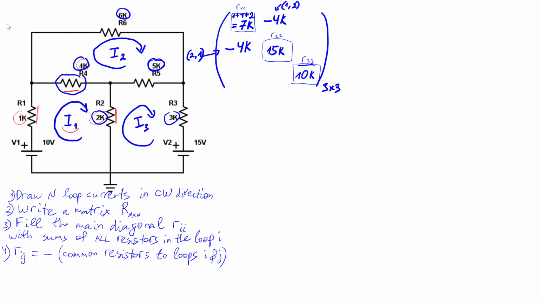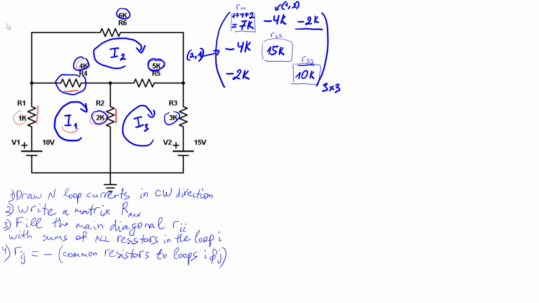Now, the same thing we are doing for all other loops. So, how about this place here? So this place is 1, 3. Between loop 1 and 3, we have only R2, which is 2 kilo ohm. So we are writing there minus 2k. Similarly, here we need to write minus 2k for symmetry.